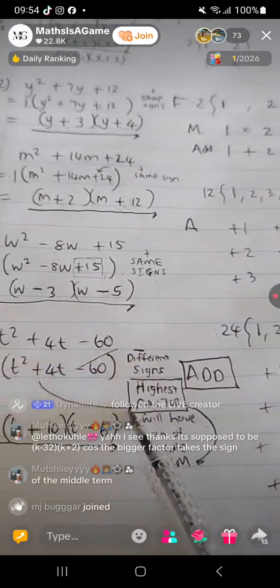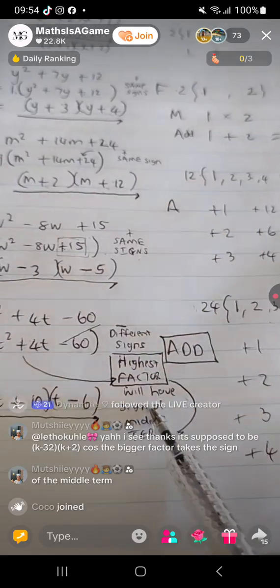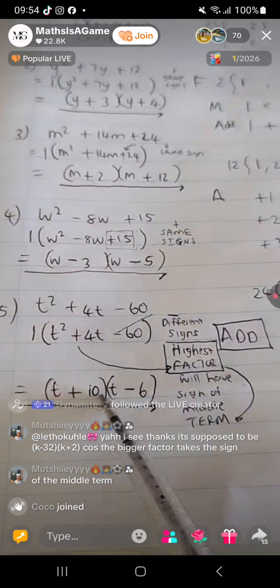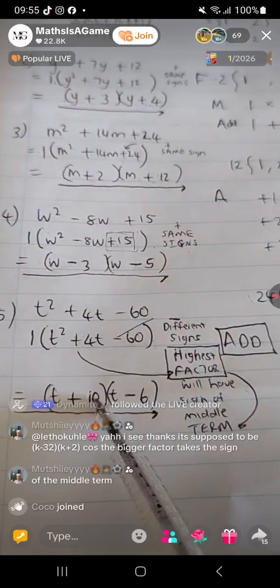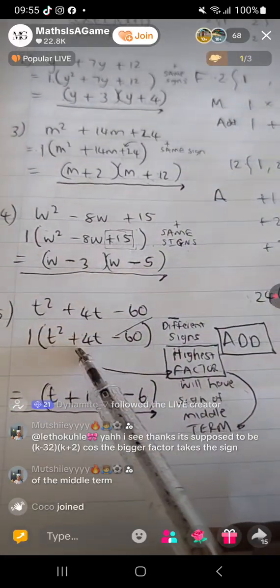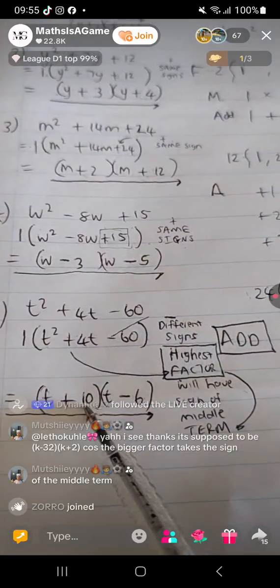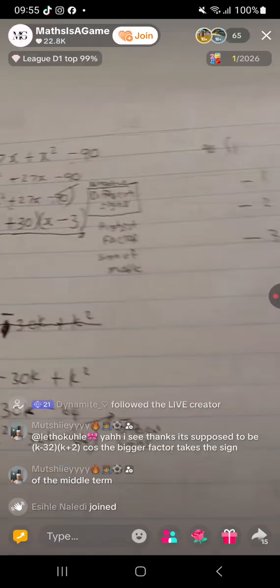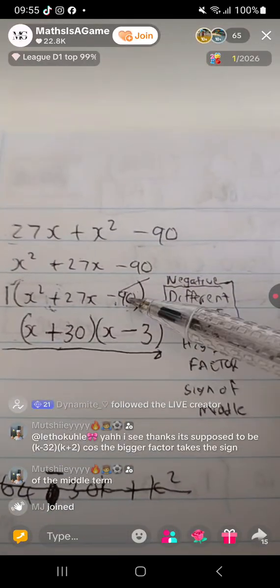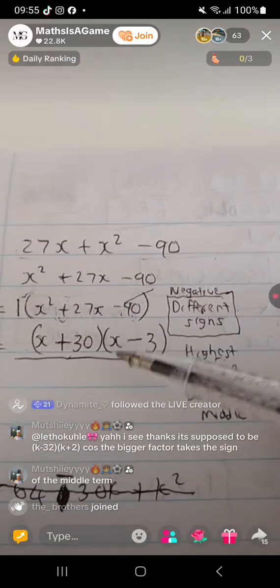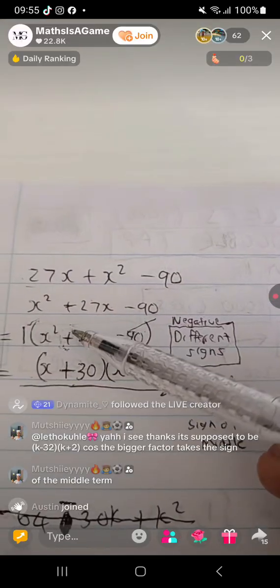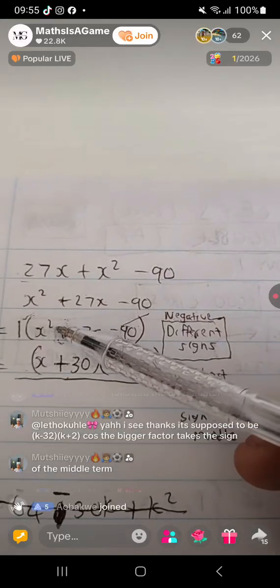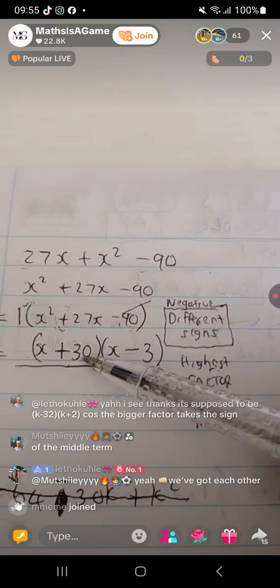Then the highest factor will have the sign of what? The middle term. Look at 10 and 6. 10 is the highest number. Who has the sign of the middle term? It's 10 for the different signs. Negative constant means different signs. The highest factor will have the sign of the middle term. Between 30 and 3, who has the positive sign? It's 30.